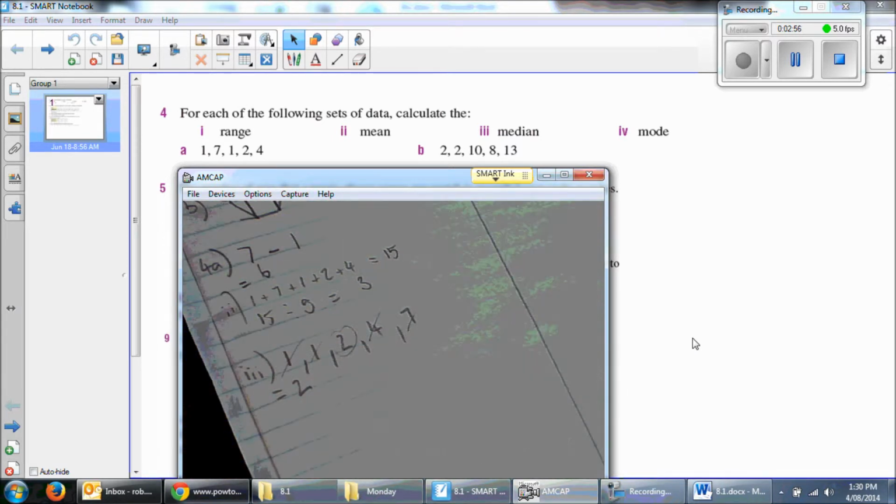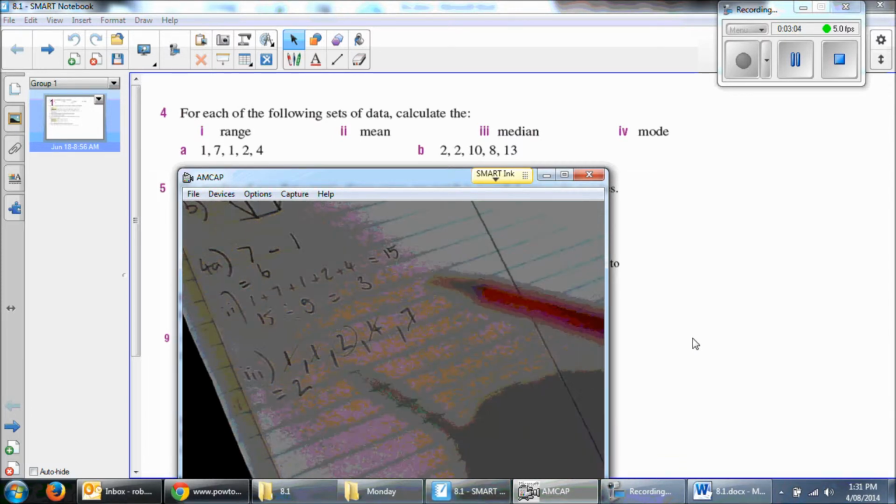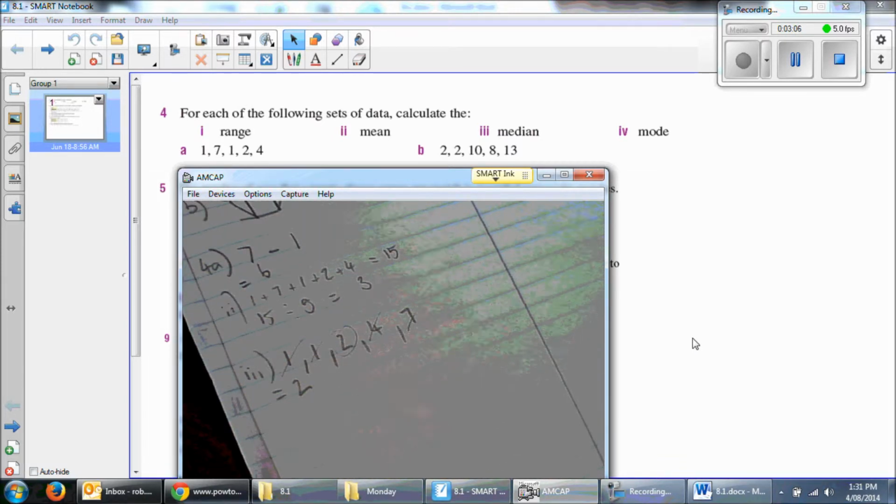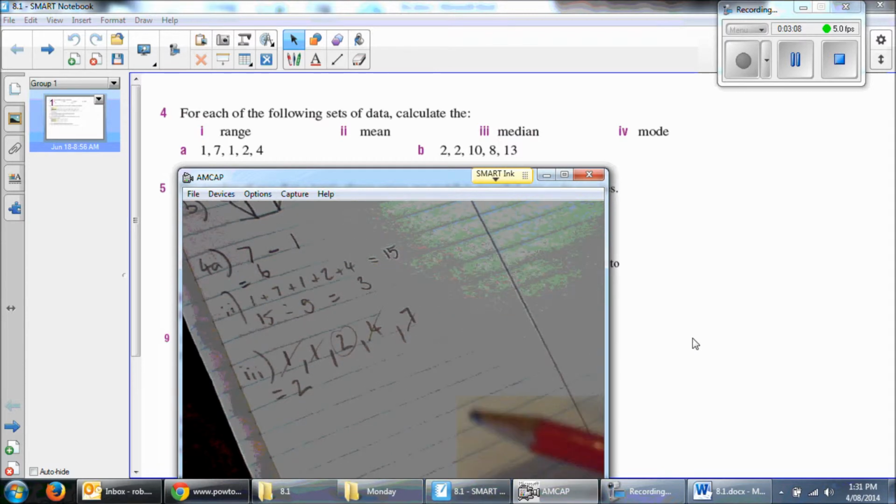Now, in some instances, you will have a median where 2 numbers are the middle numbers. If that is the case, if there are 2 numbers, you add them up and divide them by 2 to get your median.